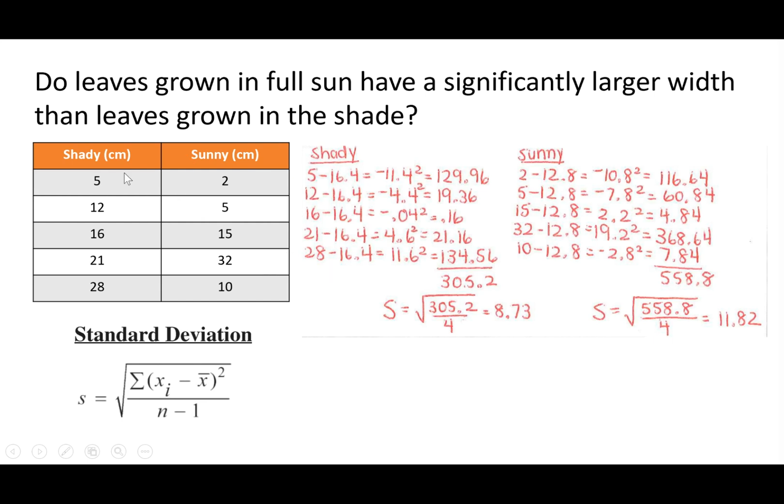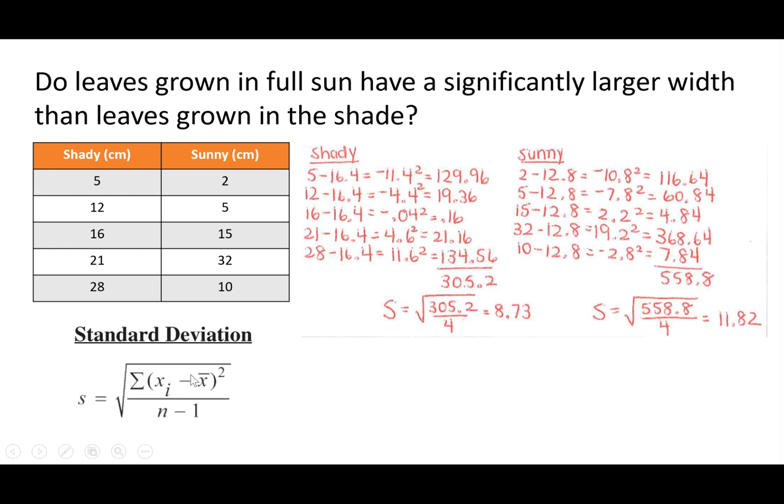So starting with the shade, 5 is my first data point. I subtract the average or the mean, which you get by adding up all these numbers and dividing by 5, and you get 16.4. That gives me my deviation, I square it, and that's my deviation squared for the first data point. Then I go to the next one, 12, 16, 21, 28, and so on. I add up all these deviations and I get 305.2 after I go through that whole process, okay?